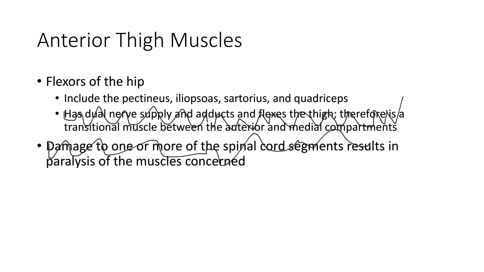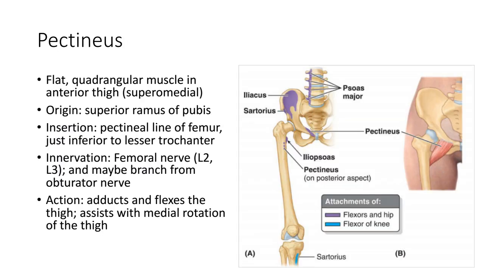The anterior thigh muscles contain the flexors of the hip, and they include the pectineus, the iliopsoas, the sartorius, and the quadriceps muscles. The pectineus muscle is flat and quadrangular in the anterior thigh. It is kind of superior and medial.